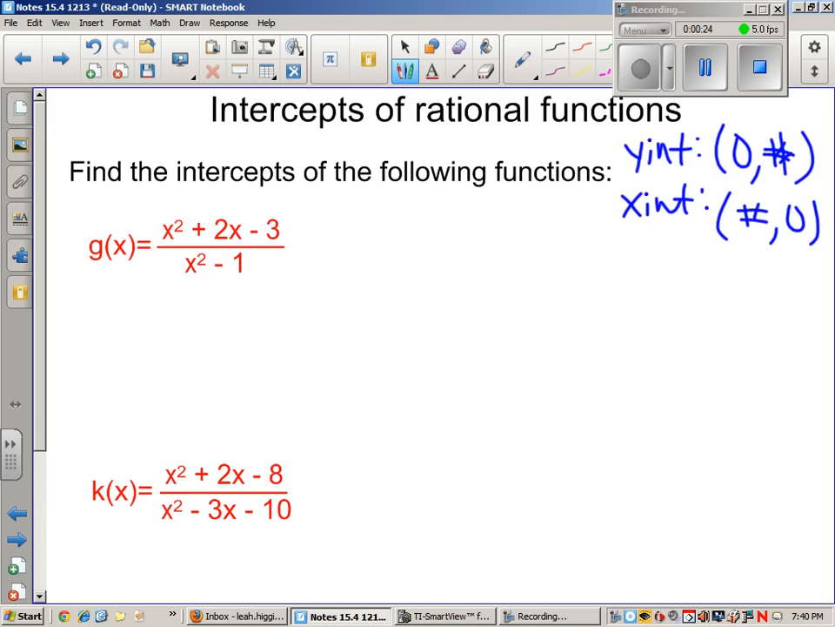So what you do to find x and y-intercepts is for a y-intercept, you plug in x equals 0 and find that y. When you want an x-intercept, you plug in y equals 0 and find that x. All right? So here's what we need to do. Plug in, let's see, we'll do y-intercept first. Plug in x equals 0.